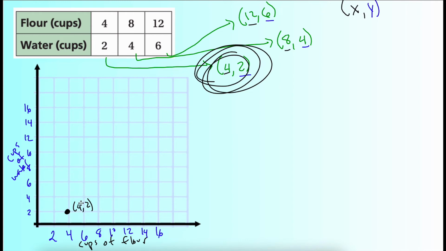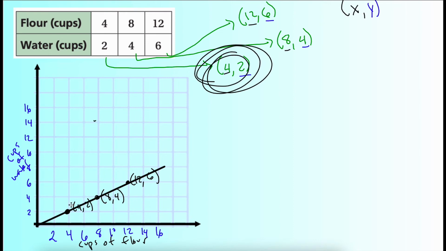Next point, 8, 4. So I'm going to move over to 8 on the x and up to 4 on the y. 8, 4. And then the last point I'm plotting is 12, 6. So that tells me to move over to 12 on the x, and up to 6 on the y. 12, 6. Now, you'll notice that if you were to connect these points with a line, which I'm going to do right now, what do you notice about the line? I notice that the line is perfectly straight going through those points. There's not a point that's like up here and down here and over there.